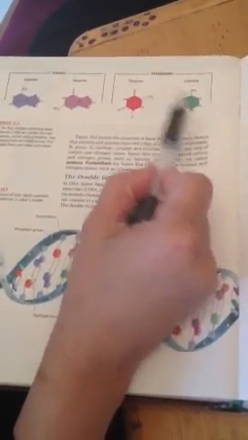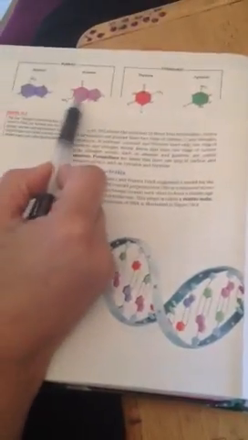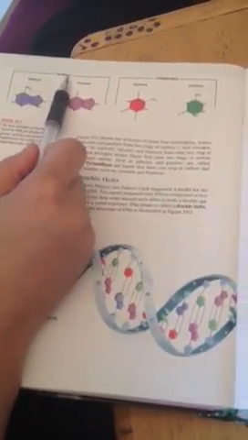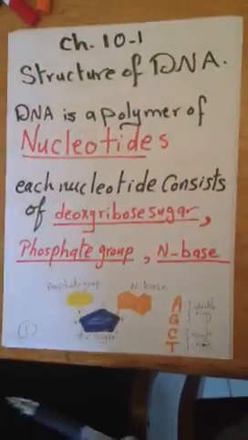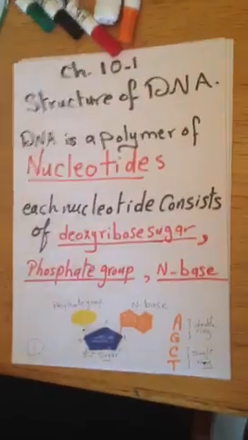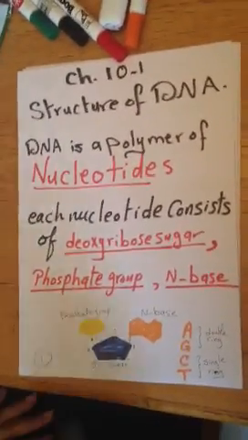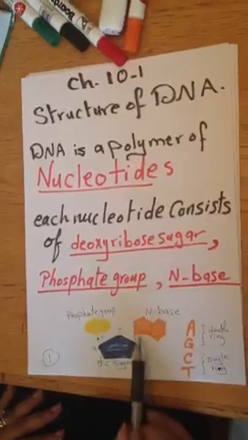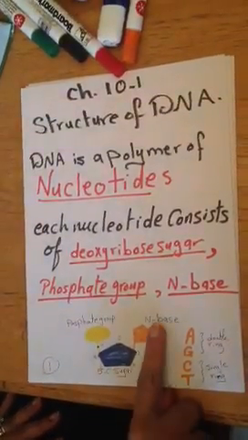The single ringed base is called pyrimidine. The double ringed base is called purine. Okay? Not necessary to memorize the terms purine and pyrimidine, but it is important to know that the bases can be double ringed or single ringed.